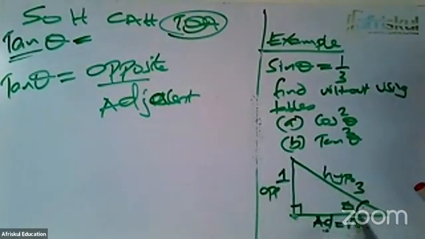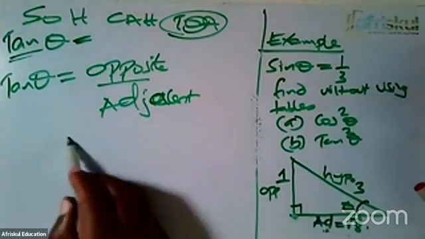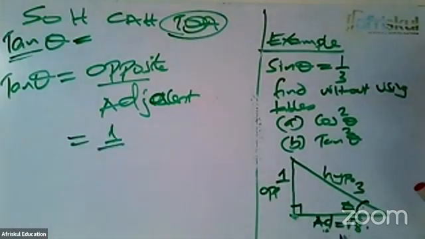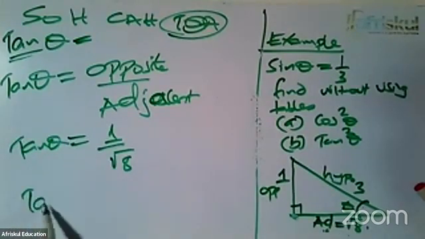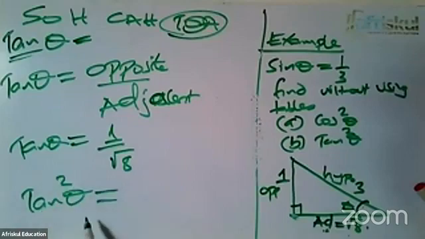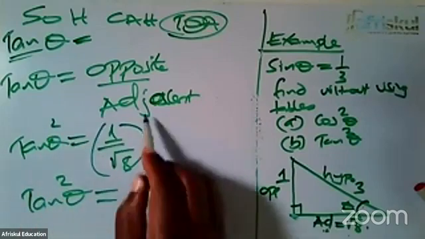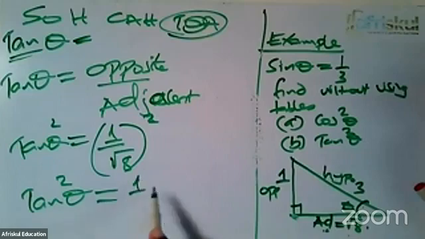Now from this, the opposite of this theta has got 1. The adjacent has got root 8. But you see, this is tan theta, and the examiner wants us to give them tan theta squared. So what I need to do is to square both sides. So 1 squared gives me 1, all over root 8 squared, which gives us 8.